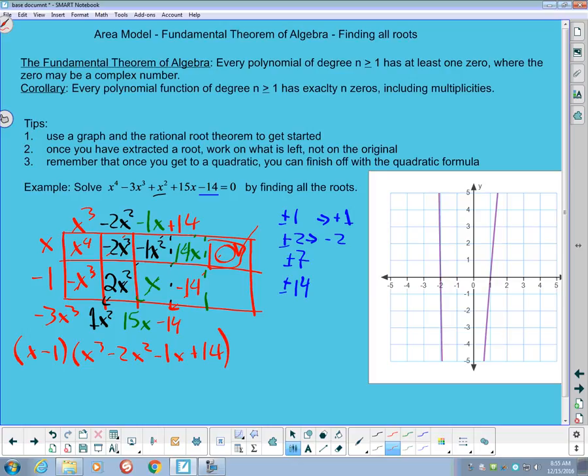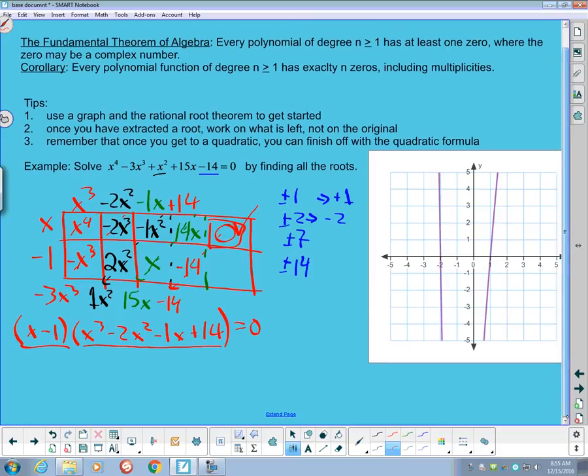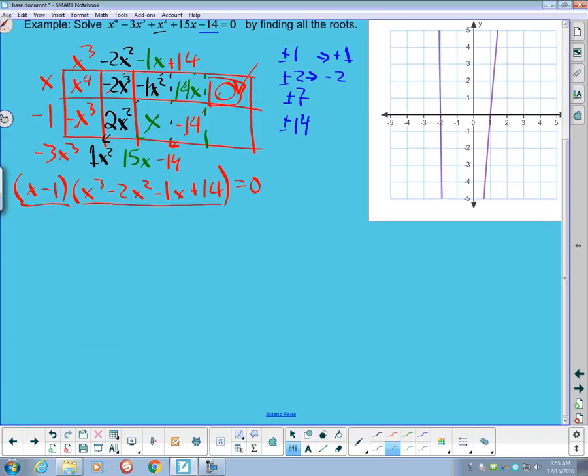Now, if I had started with the x plus 2 over here, I would have gotten a different looking situation here, but it still would have gotten me moving in the right direction. Now, following my second piece of advice here, once I've pulled this x minus 1 out, I'm going to do the rest of my work on this cubic. It should still have that x plus 2 as a root, so I'm going to set that up with my next area model.